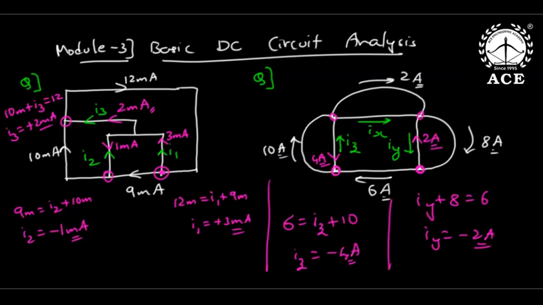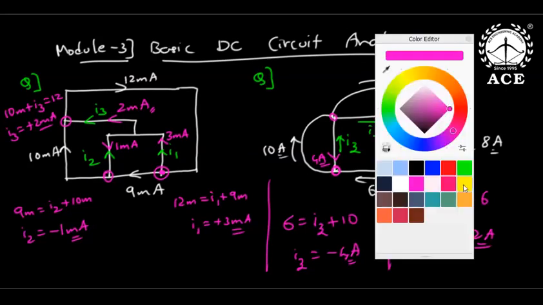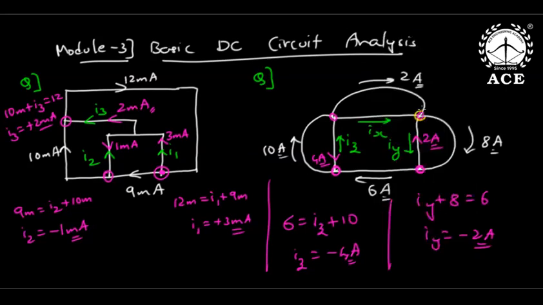Now I can happily apply KCL here. Incoming 2 plus IX is equal to outgoing 8. So IX is 4 ampere. 4 ampere confirms that the given reference direction is the practical direction.